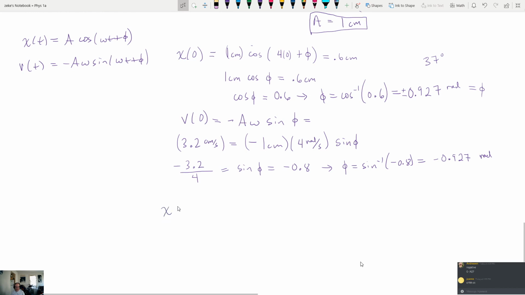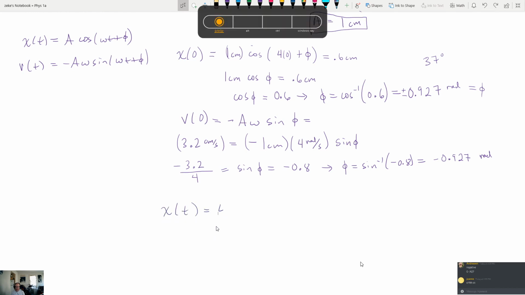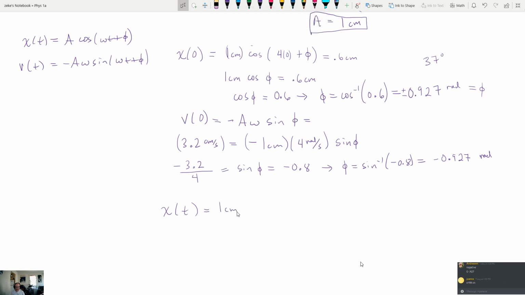Let me write the answer down. So x of t now, we know, is equal to 4... No, no. A is the amplitude. That's 1 cm, right? And we multiply that times the cosine of omega, which is 4t, plus phi, but we're not going to put positive because phi is a negative number now. So it's going to be 4t minus 0.927 radians.